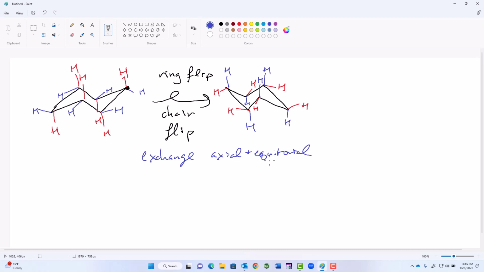And this is going to come into play when we start putting substitutions on the ring. As it stands, there's no preference between these two because they're all hydrogens. However, when we introduce non-hydrogen substituents on the cyclohexane ring, we do end up having a preference for one chair conformation over the other, and we will see this in a future video.